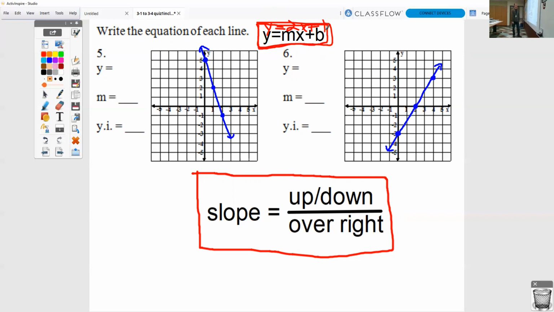So let's take a look at this first one. The first thing that I would do is I would find the y-intercept. Where does the line cross the y-axis? All right, where does the line cross the y-axis?